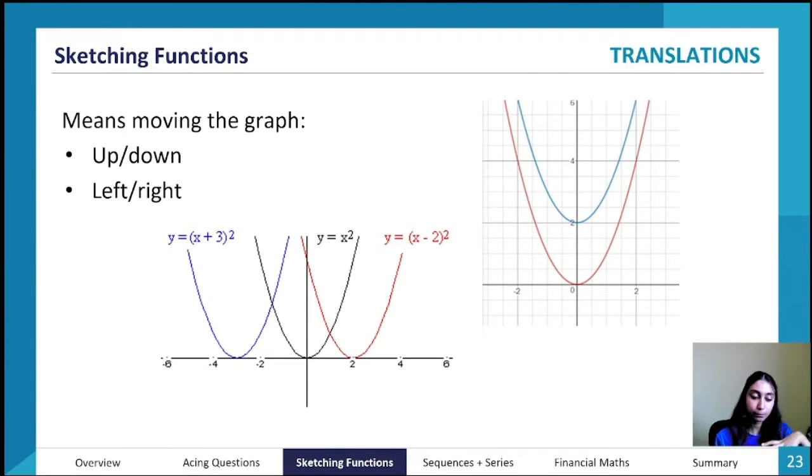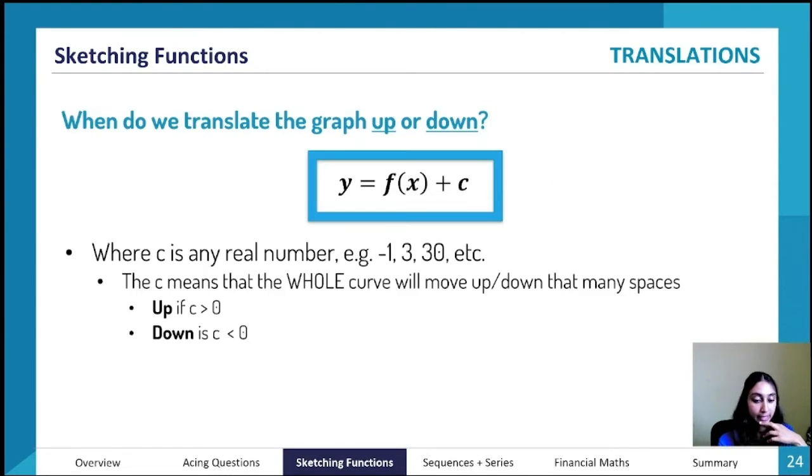Okay, so let's go into translations. Translations is basically moving a graph. So literally, we've got our parabola example over here. Here's our parabola. We can move it up or down. We can move it left or right. That's what I mean by a translation.